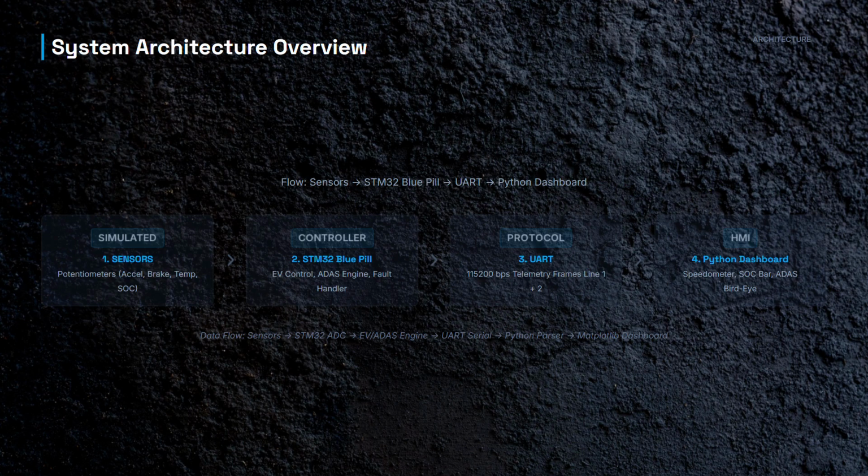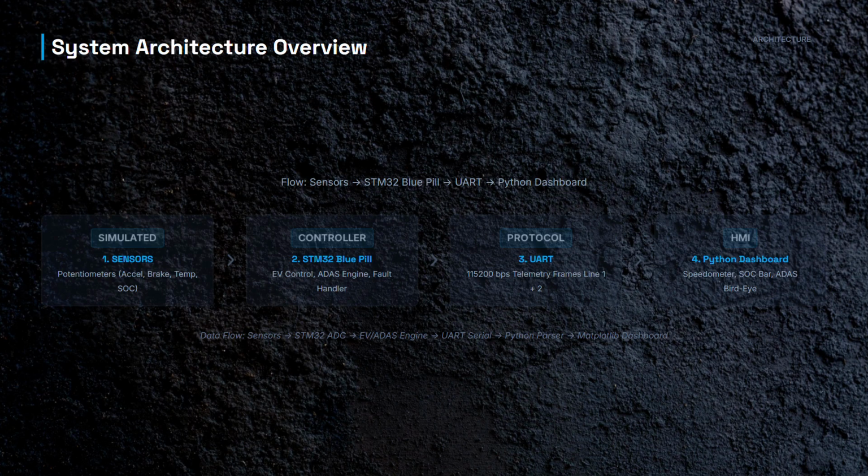So the architecture is that the sensor values over here, we are not using actual sensors. Instead, we are just simulating them using potentiometers. By sliding the potentiometers, we can vary the voltage, right? So all the sensor values are being replaced by potentiometers over here.